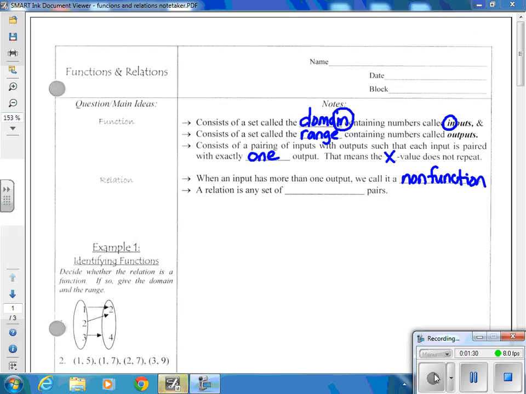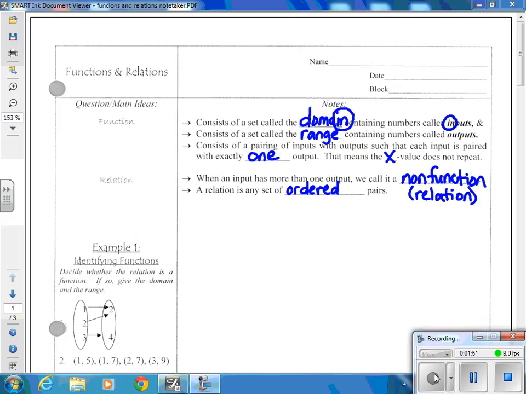A relation is any set of ordered pairs. Okay, so basically everything can be listed as a relation, but some relations are classified further as functions. Right? Instead of a non-function, you might want to put underneath the better word, relation, because that's exactly what it is. If it's not a function, then it's only a relation.